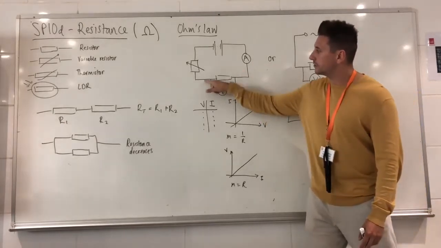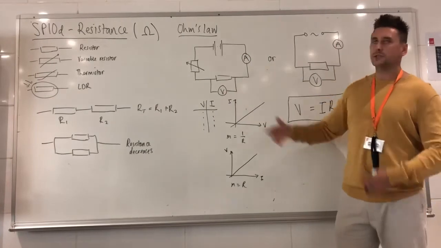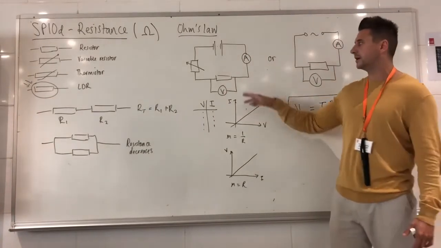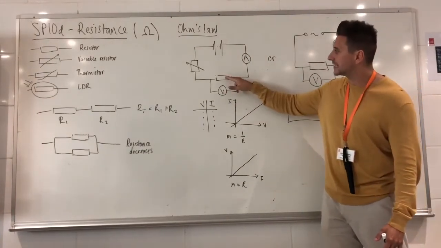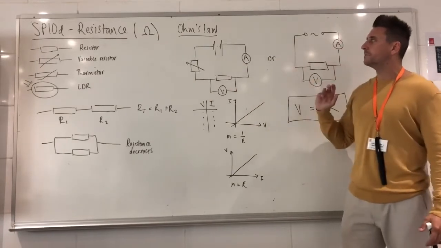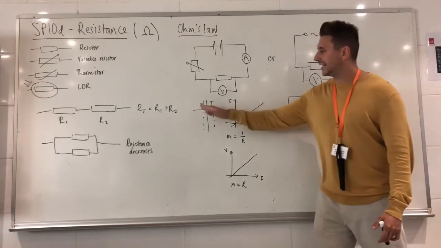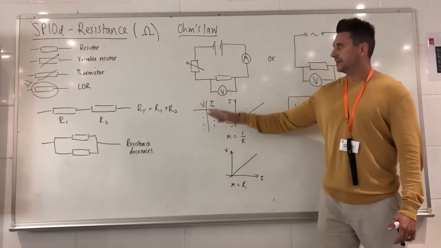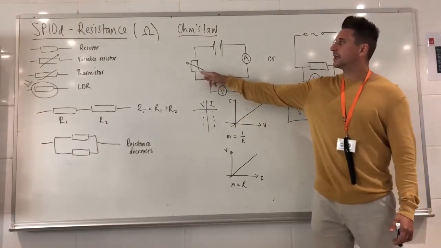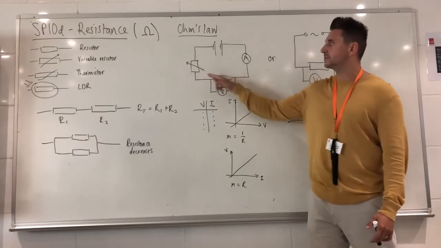I've put my voltmeter around the resistor in parallel. As we know, you have to put voltmeters in parallel. This will tell me the voltage that this resistor is taking from the supply. But because this is a fixed supply, I need to get different values of V. So what I'd have to add to my circuit is a variable resistor in series with the circuit.